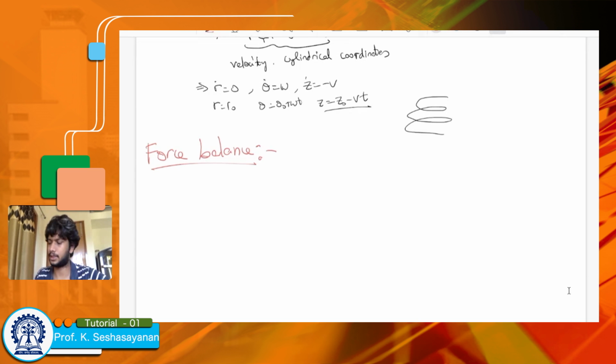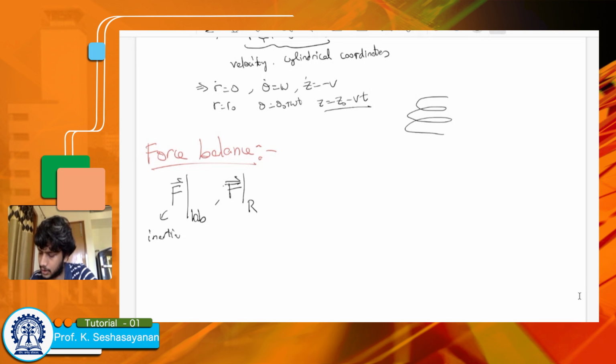So again, we'll use the expression that has been taught in the class. So what we will do is, we will say that the total force that is acting in the inertial frame, we'll call this F lab. A total force acting in the rotating frame, we'll call it F bar. So F lab is the total force acting in the inertial frame. F bar is the total force acting in the non-inertial, rotating frame.